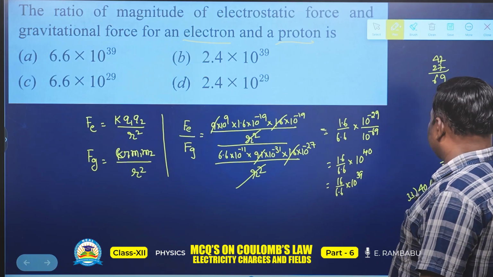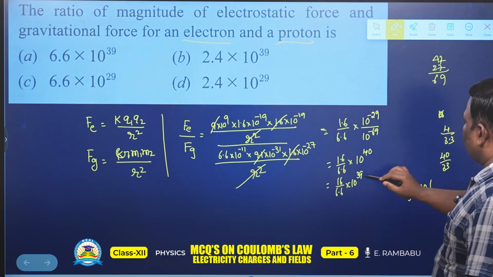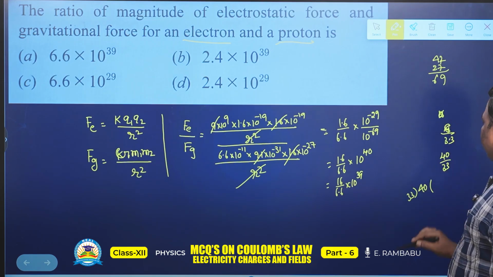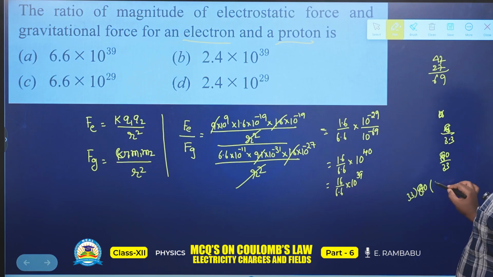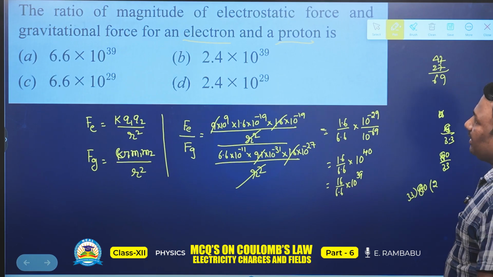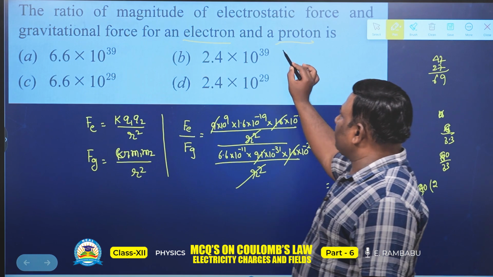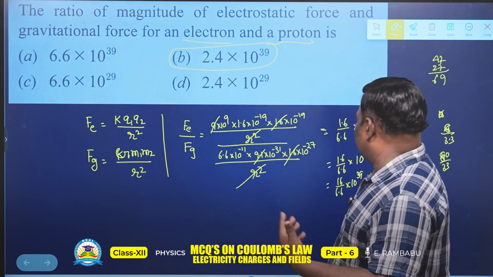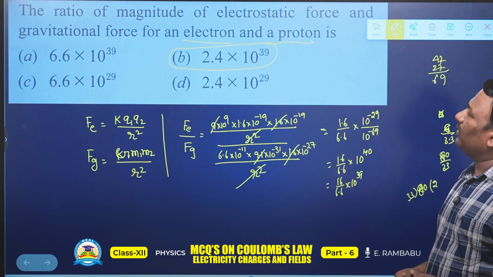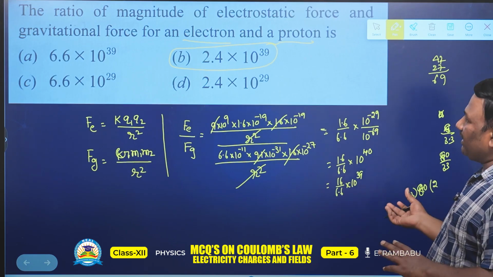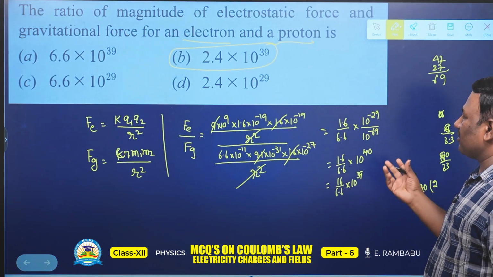Here 2 8s are 16. It is 80 divided by 33, which means 2 times, so 2 point something. So the option is B. Like that, with simplifications we have to solve for the relation between gravitational force and electrostatic force.